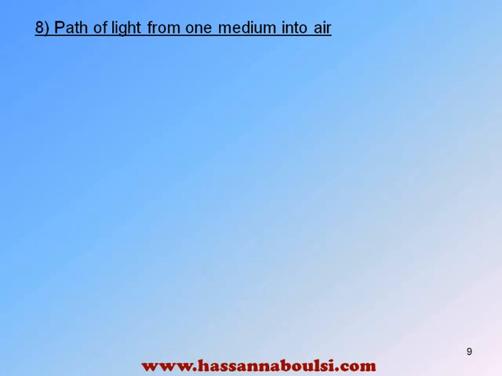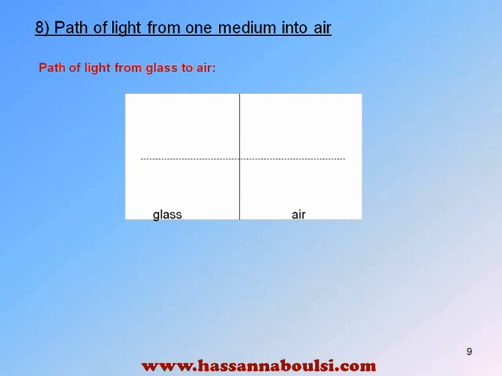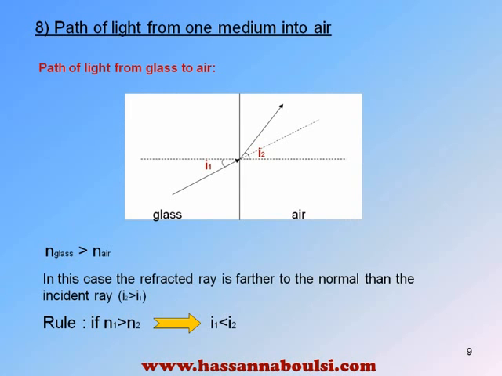Let's consider now the path of light from one medium into air. For example, the path of light from glass into air. We know that the index of glass is greater than the index of air. When the incident ray propagates in glass, it deviates out of the normal when it propagates in air. Then, in this case, we have n1 greater than n2, thus I1 less than I2, and the angle of refraction is greater than the angle of incidence.